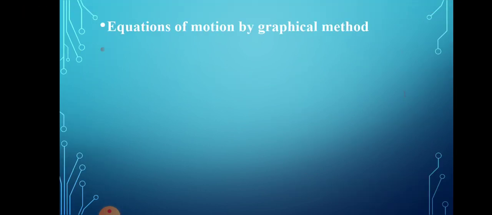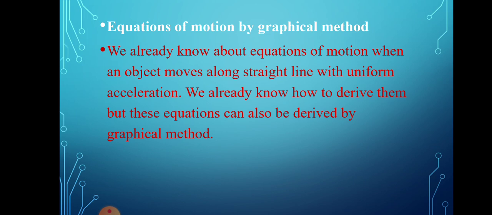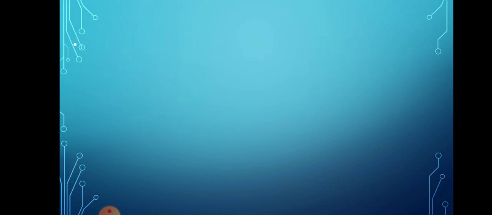Before going to the equation, let us learn some introduction about it. We already know the equations of motion when an object moves along a straight line with uniform acceleration. We already know how to derive them, but these equations can also be derived by the graphical method.